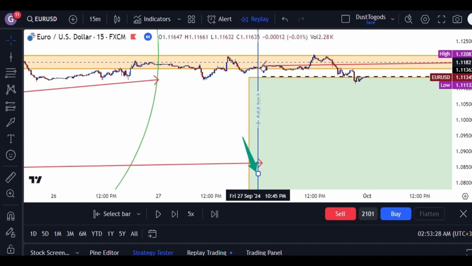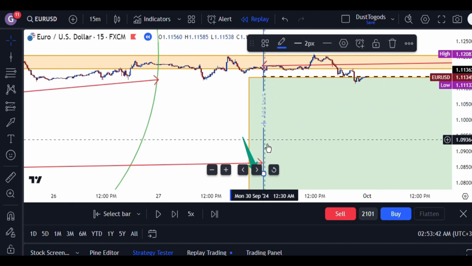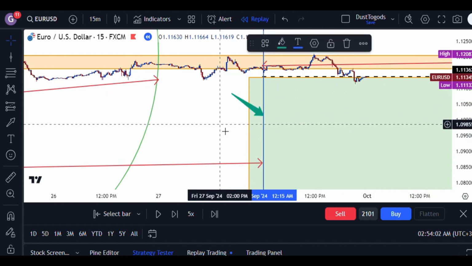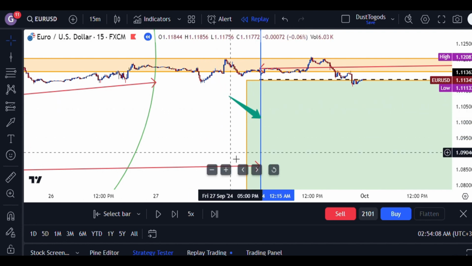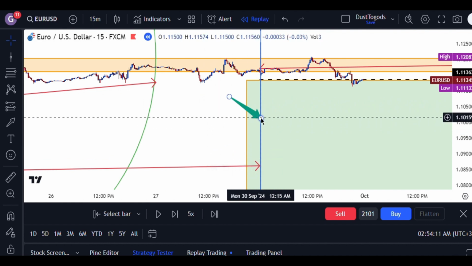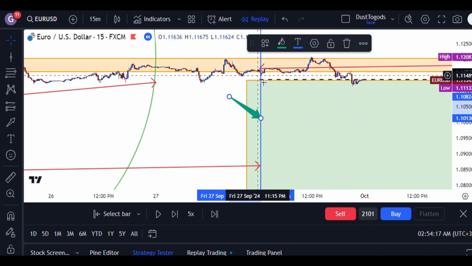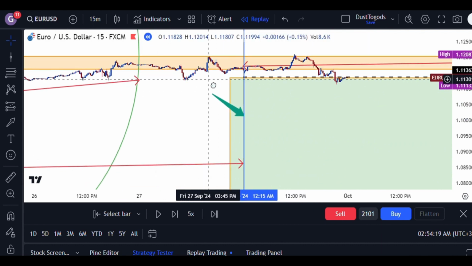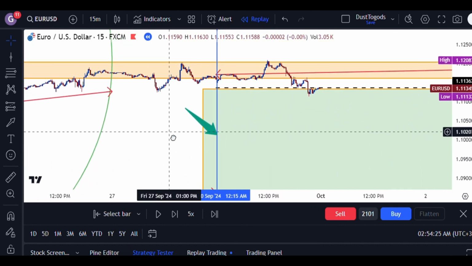So we move this vertical line to Monday, from midnight. On a Monday, 12:15 a.m. We'll leave it at 12:15 a.m. This line here is marking our 12 a.m. on Monday when we are supposed to be trading. Because the second day candle closed on Friday, we are looking to sell on Monday in this green zone that we marked out.